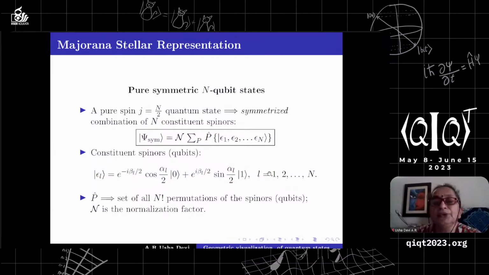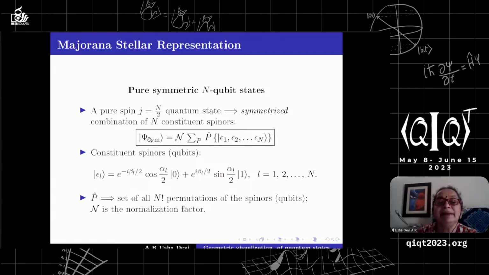Now I move on to pure symmetric n-qubit states. That is to say, what Majorana had proposed in his 1932 paper. If you take a pure spin J quantum state constituted from n spin half particles, if you add n spin halves, the maximum value of angular momentum is n by 2. If you take such a spin n by 2 quantum state, I will give a representation is what Majorana tells you. What does he do?